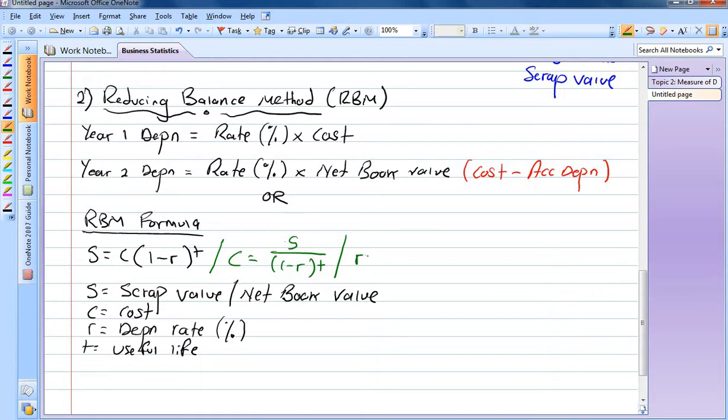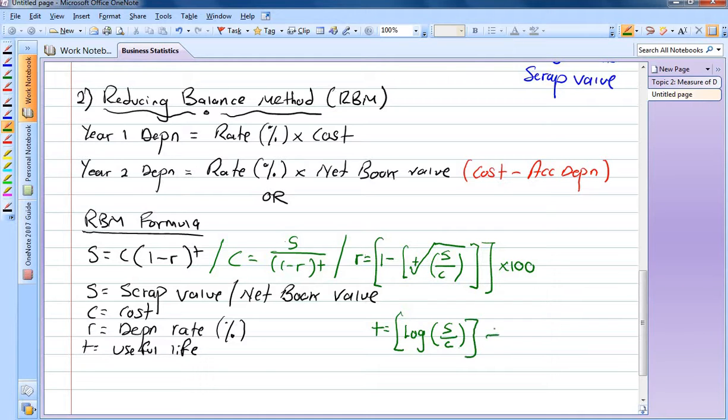If you want to find R, there is actually a slight difference between compound interest and this. You take 1 minus the square root T of S over C, in a bracket, then you times 100. Is that okay? Then if you want to find T, same thing, you need to use log S over C divide log 1 minus R.